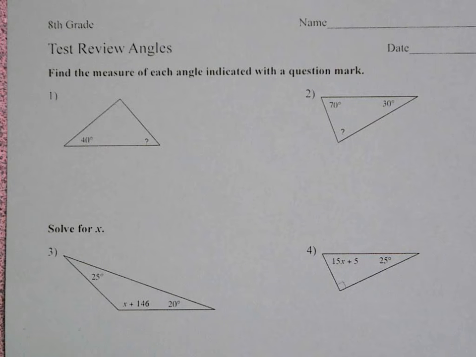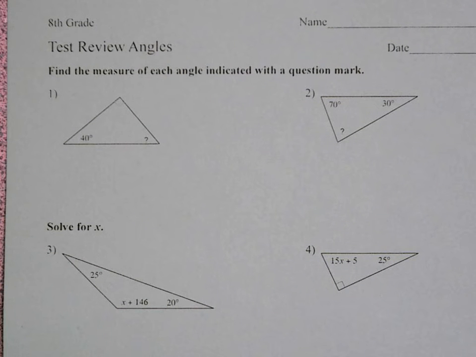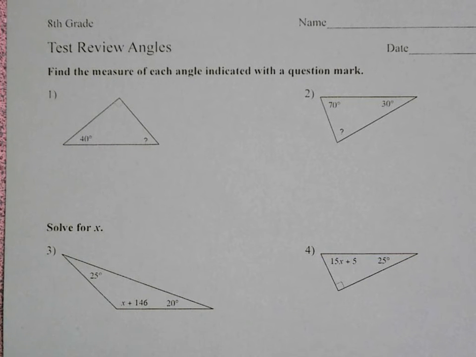So let's just do a few examples on the test. The first example that I'm going to do is number 3. Number 1, 2, 3, and 4 ask you to find the question mark in a triangle or an X in a triangle. And remember, we know that triangles add up to 180 degrees, or the 3 angles of a triangle at least add up to 180 degrees.